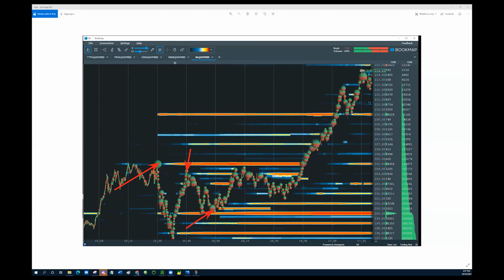This is called soaking. Okay, so remember, when we have buyers at a certain support and we have sellers trying to sell but buyers are holding, it is called soaking or absorbing.